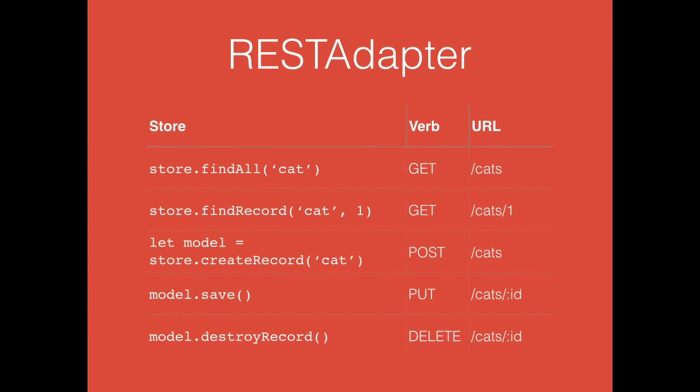This is an example of using the store. When you say store.findAll, it's going to make a GET request to /cats. There's findRecord to get a particular cat. If you want to create a particular cat, it makes a POST request. On the model, there's a method called save, so if you want to save it at any time, you can. You can also destroy it.